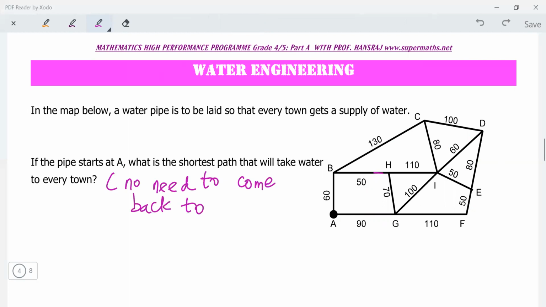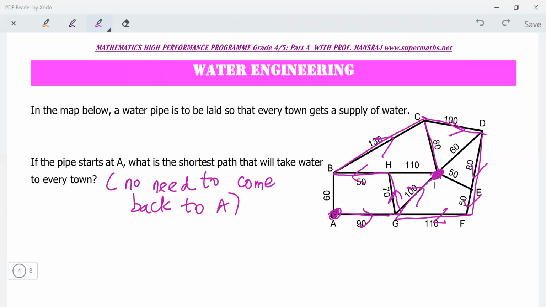No need to come back to A. If you start at A, you can follow a route that goes like that, like that, like that, like that, if you want. Okay, down there, there, there, there. Which one is missing out here? That route worked. If you go like that, there, and there. That covers all possible towns that will get the water.